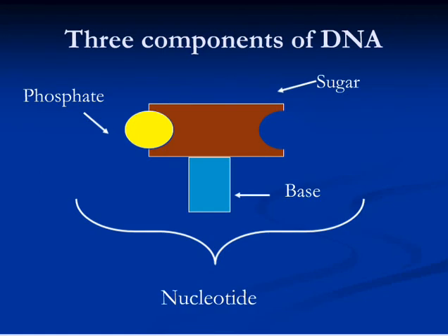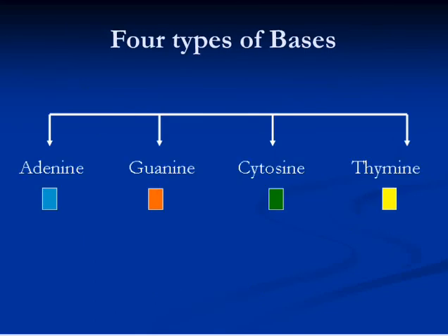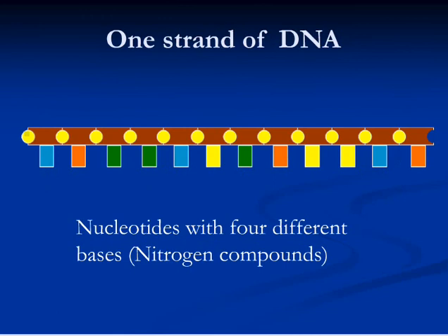Sugar is attached to a phosphate group on one end and the nitrogen-containing base is in front. The complex is collectively known as a nucleotide. This slide represents 4 different types of bases in 4 different colors. Nucleotides are joined together to form a backbone with different types of nitrogen bases represented here in different colors. This is a single strand of a DNA molecule.